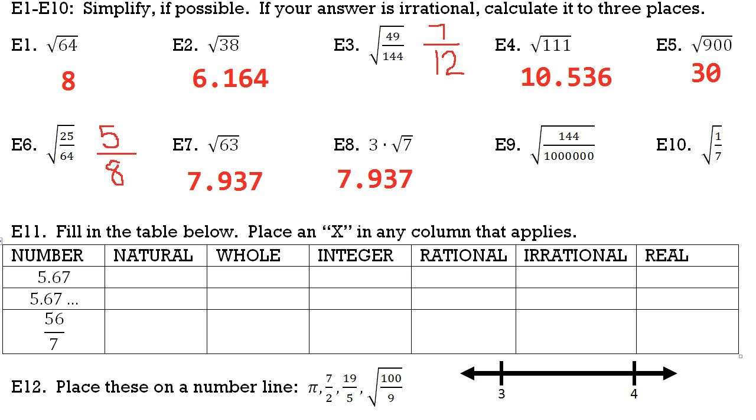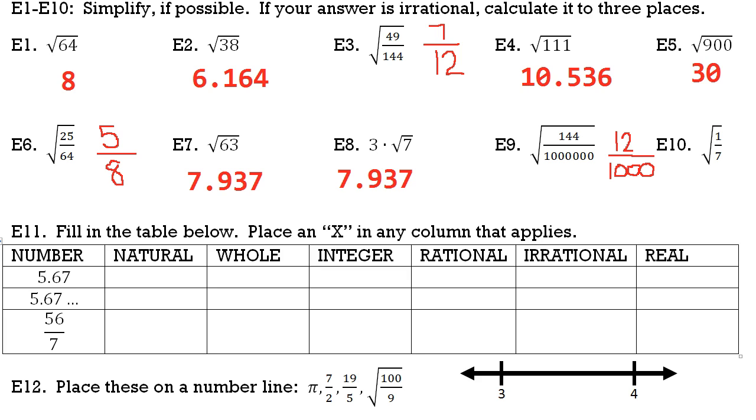Maybe you already noticed that radical 144 is 12, and that's true. Maybe you noticed what 1 million breaks down to. Hopefully you noticed this. It's just a bunch of zeros added here. 1,000 times 1,000 happens to be 1,000,000. So that means radical 1 million is 1,000.